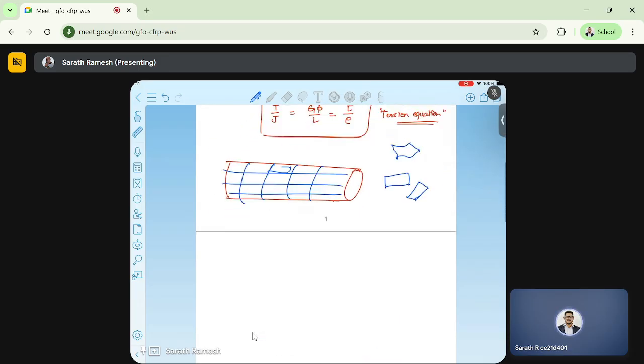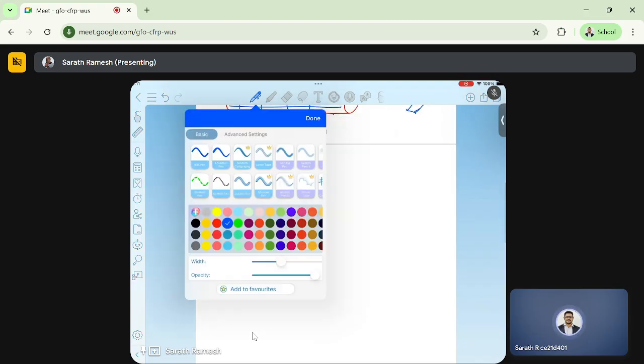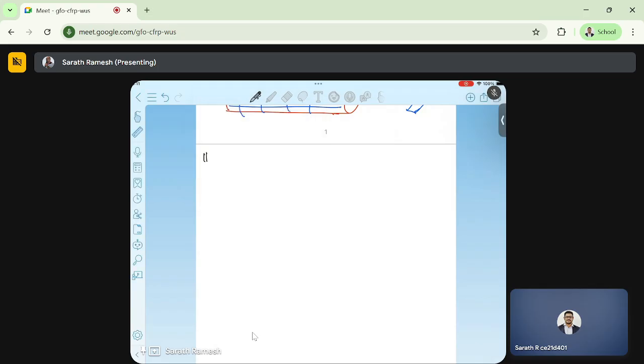Okay, so let's solve some problems. Problem number one. We are given a hollow cylindrical steel shaft.